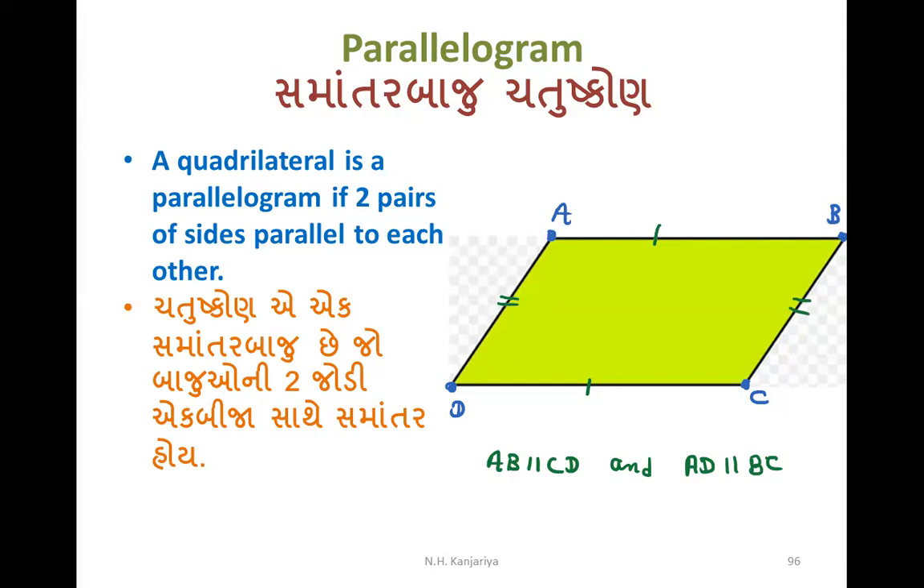So these are the difference between the trapezium and the parallelogram. Trapezium has only one pair. One pair is parallel. Parallelogram has two pair of the given quadrilateral is parallel. So these are the difference between them.